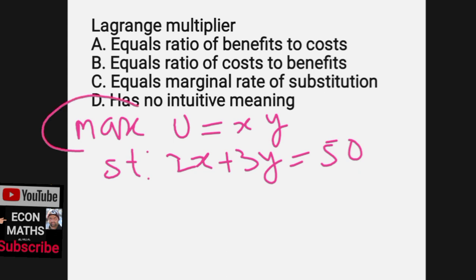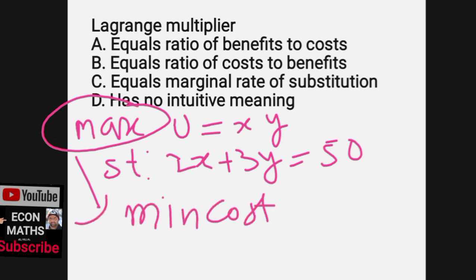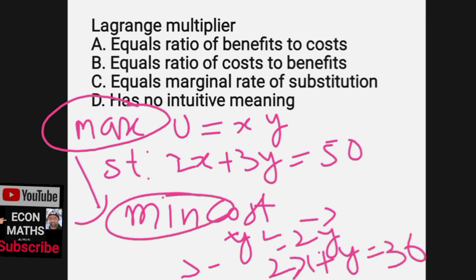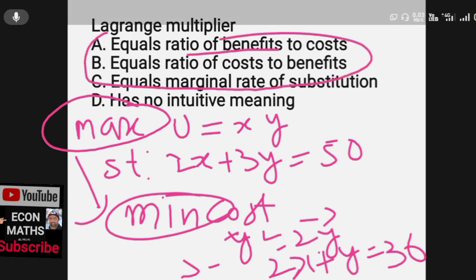So it is used in finding local maxima, or we have to minimize the cost function. If we are given a cost function, let us say y square minus 2y subject to the production quota 2x plus y is equal to 36, in that case we use the Lagrange's multiplier. So it has no relevance to any of the first three options. So the correct option is D.